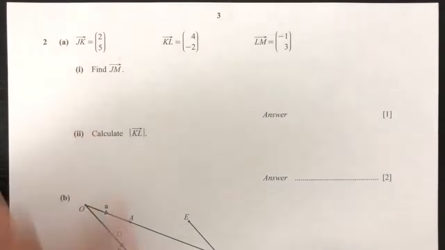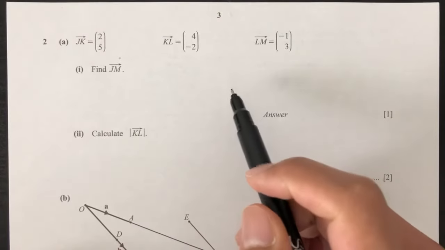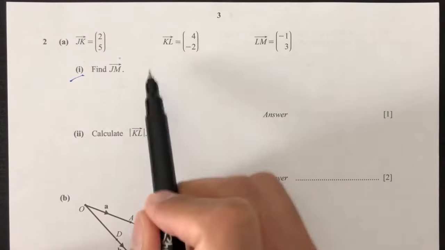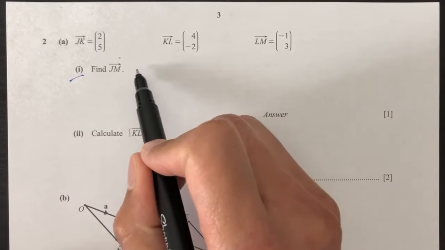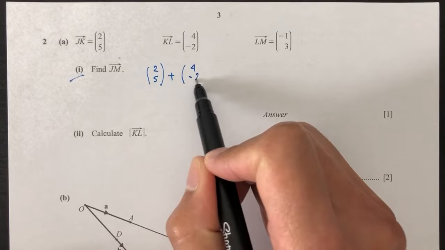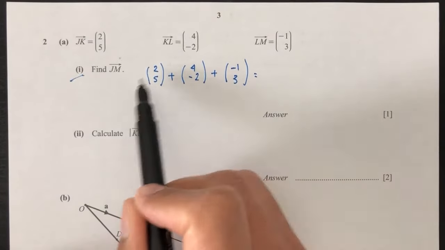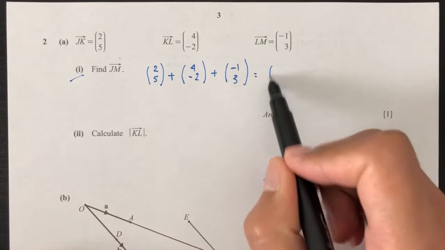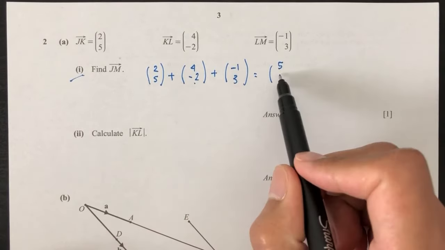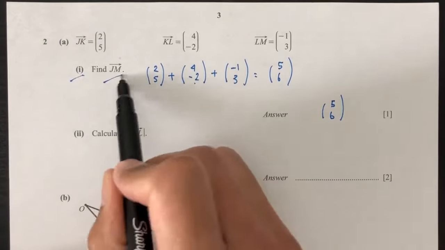Question number 2, we have part A. JK is (2, 5), KL is (4, -2), LM is (-1, 3). Part 1, find JM. JM will be JK plus KL plus LM. So JK is (2, 5), plus KL (4, -2), and then plus (-1, 3). So 2 plus 4 minus 1 will be 5. 5 minus 2 is 3, plus 3 will be 6. So the answer here will be (5, 6) for JM.